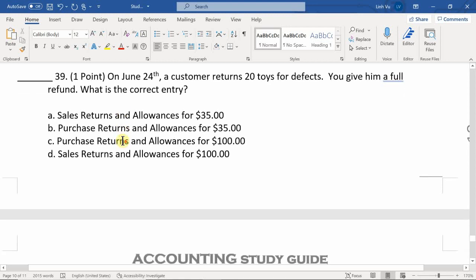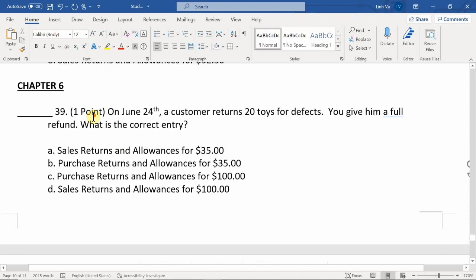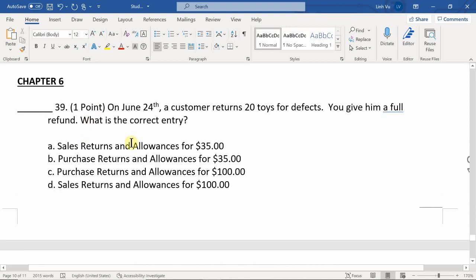All right, number 39, chapter 6, right? We're moving into chapter 6 territory. If on June 24th, a customer returns 20 of those toys because they were defective, and you give him a full refund, what is the correct entry?